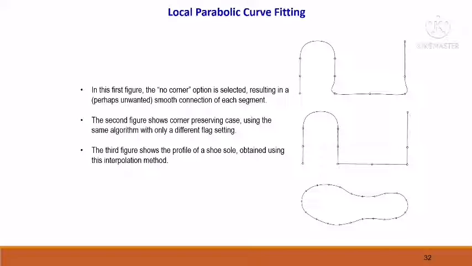In the first figure, the no corner option is selected, resulting in a perhaps unwanted smooth connection of each segment. But in the second figure, the corner preserving case is selected by using the same algorithm, but the flag setting is different. So we can see the difference in corners in the first and second figures. The corners in the second figure seem to be sharper compared to the first figure, and the third figure shows the profile of a shoe sole obtained using this interpolation method only.